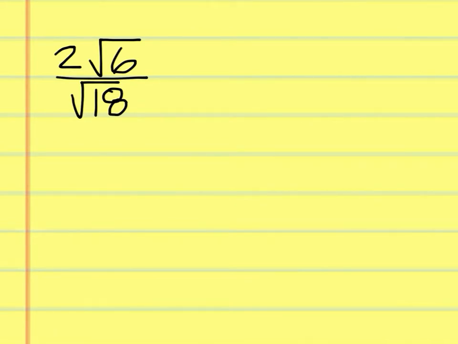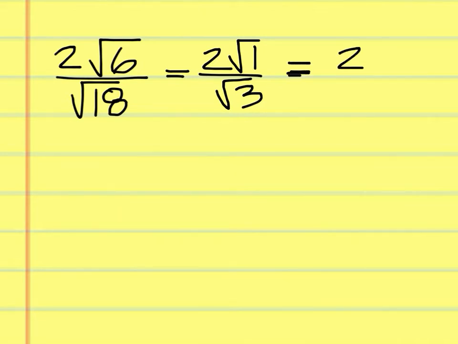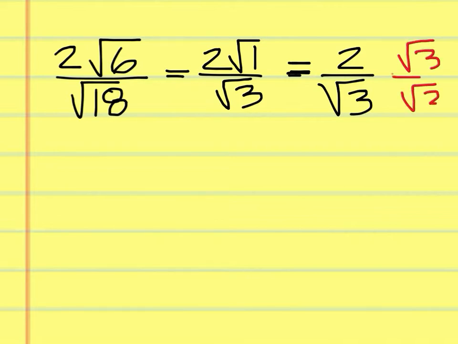In this case, you have 6 over 18 in your radical terms. So you can reduce that. 6 into itself once and into 18 3 times. Of course, you don't need the square root of 1 on the top. So you're left with this that you have to simplify. So you multiply the top and the bottom by the square root of 3 and get 2 square root of 3 over 3.